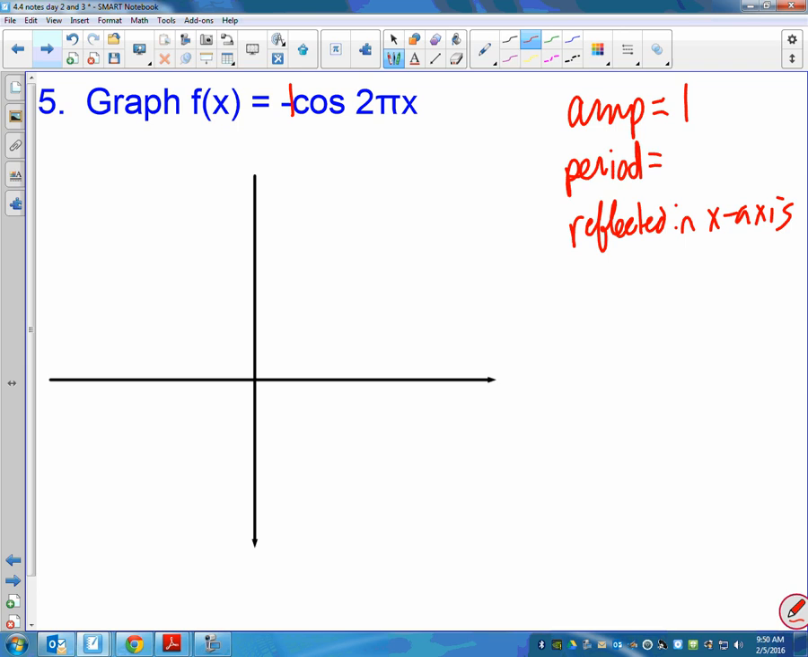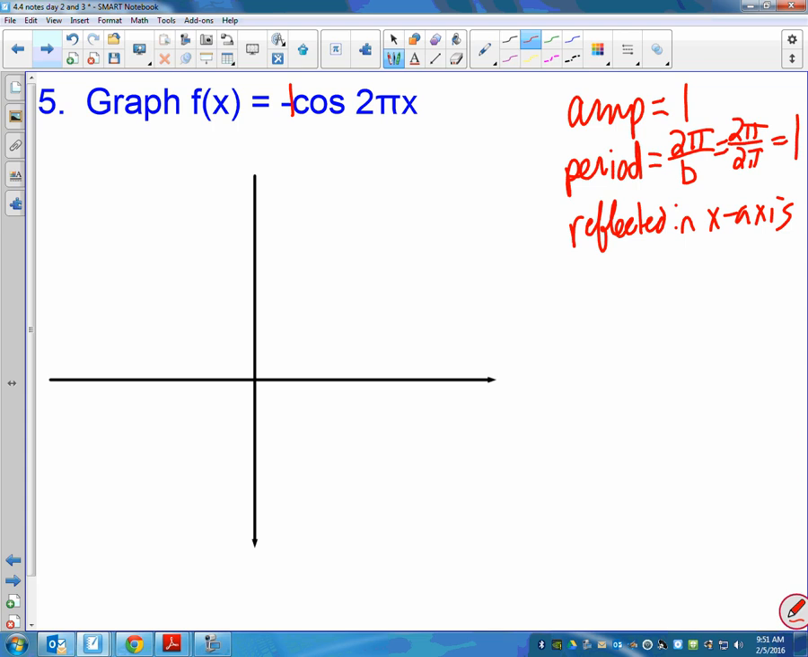Period. Sammy, what's my formula for period? And what is b in this problem? B is 2 pi, so I get 2 pi over 2 pi, which means that my period is 1. Again, doesn't happen very often, but if there's a pi in the problem, that's going to happen.